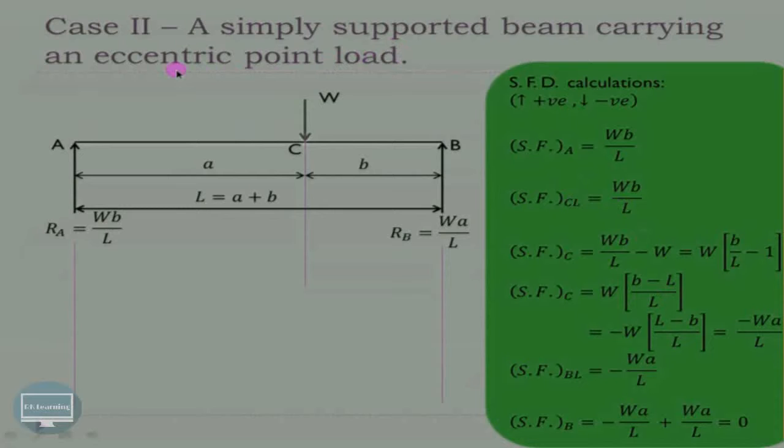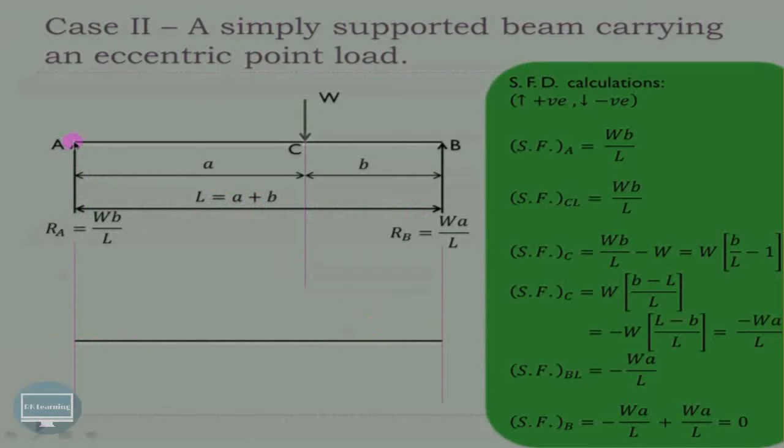Now we'll consider the second case in which the load is eccentric. It is not acting at the center; in the previous case, it was acting at the center. So suppose this load W is acting at a distance of a from the left hand support and at a distance of b from the right hand support. The reactions RA and RB are given in this particular case as Wb by L and Wa by L, and these reactions we can easily calculate by applying the conditions of equilibrium. The total span length is L, so L is equal to a plus b.